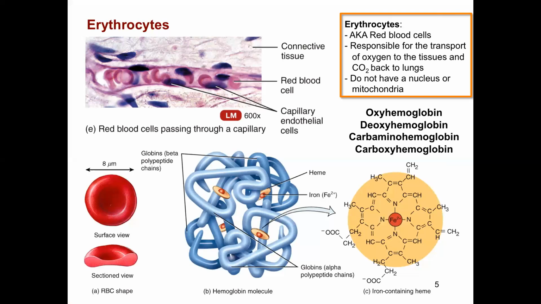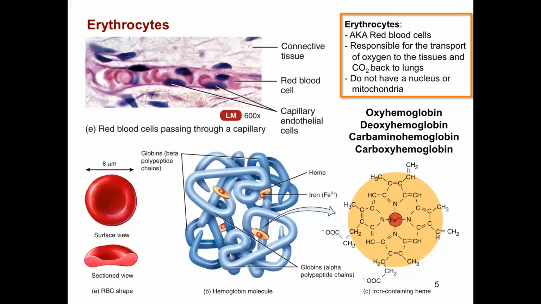All right, so those are the 4 forms that we talk about in this class, and try to keep those straight. And we will talk a lot more about carbaminohemoglobin a little bit later in the course, all right? But understand that hemoglobin and your red blood cells will carry all of these gases. So oxygen, carbon dioxide, and carbon monoxide, all right?